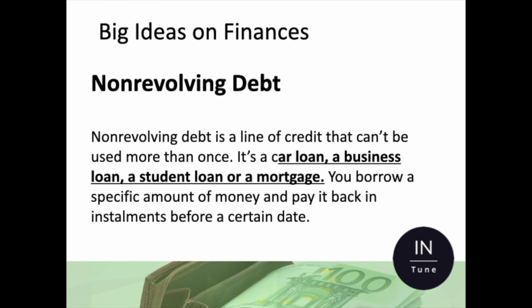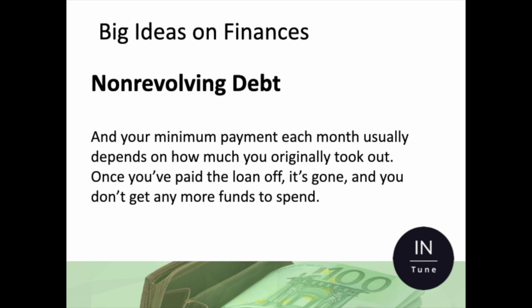Now, there's also non-revolving debt, and this is a line of credit that can't be used more than once. It's, for instance, a car loan, a business loan, a student loan, or a mortgage. You borrow a specific amount of money and pay it back in installments before a certain date. And your minimum payment each month usually depends on how much you originally took out. Once you've paid off the loan, it's gone and you don't get any more funds to spend.